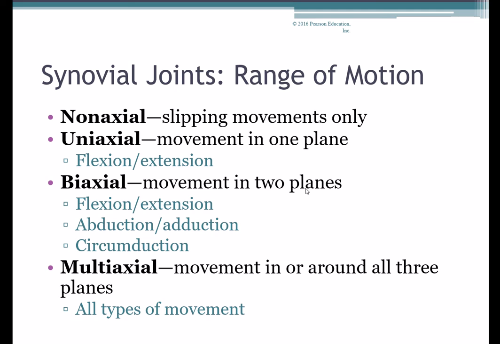Biaxial is movement in 2 planes. So not only can biaxial joints move in a medial lateral plane, they can also move in an anterior posterior plane. So they can do flexion and extension as well as abduction and adduction. And we're going to go over all of these different types of movements in class because it's better to demonstrate them. And then multi-axial joints are those joints that can move in 3 planes. So they can do flexion, extension, abduction, adduction, as well as rotation. And what kind of range of motion a joint has is based in large part on the shape of the articular surfaces of the synovial joint.